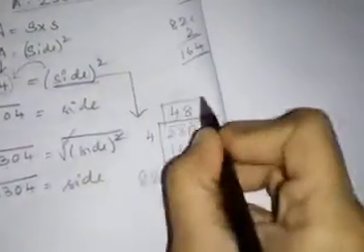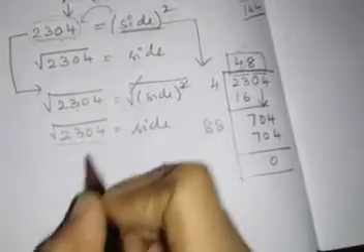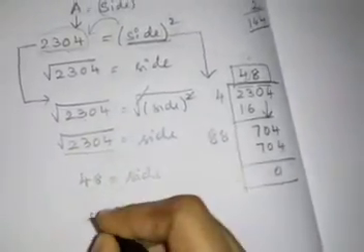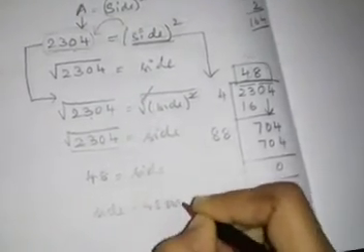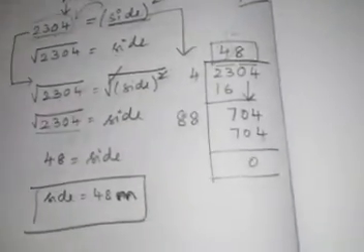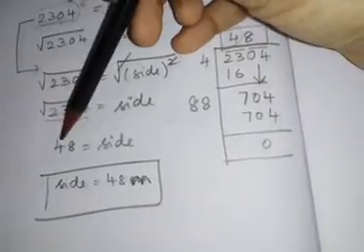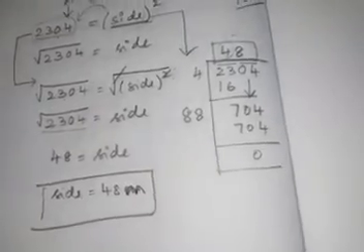So what is the quotient you are getting? 48. So the square root of 2304 is nothing but 48. So the side value is what, children? Side value is nothing but 48 meter. Okay, don't forget to write the meter. Listen, the square root value is 48, so the side value is 48. Understood? Next is your example number 15.